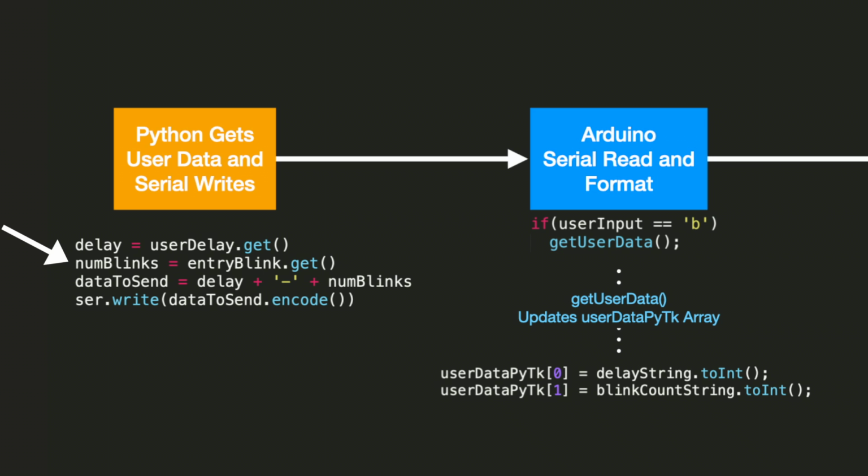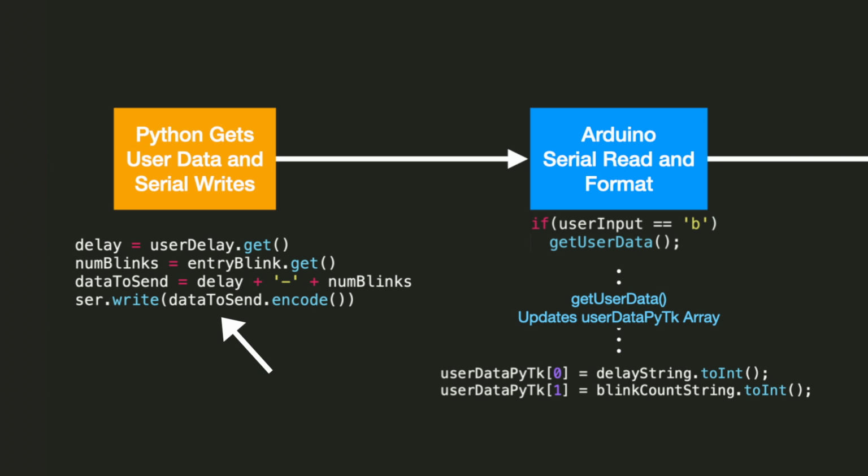So I called the variable entry blink, and we use the get method just like how we got the user delay. Now, we only want to send one value, or in my opinion, for this code, it's the best way to do it. So what we want to do is send one string. And we're going to use a delimiter, which is the dash, which is in the center, to specify the delay and the blinks in one string, but the delimiter will tell us when we need to split those values. So ultimately, what we'll do is transmit one string from Python and then decode it on the Arduino side using the delimiter of the dash.